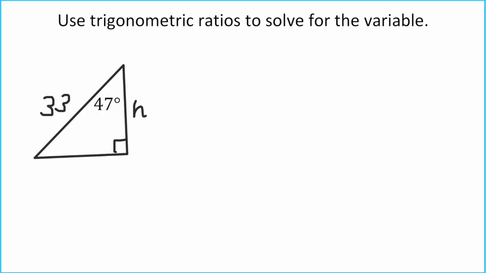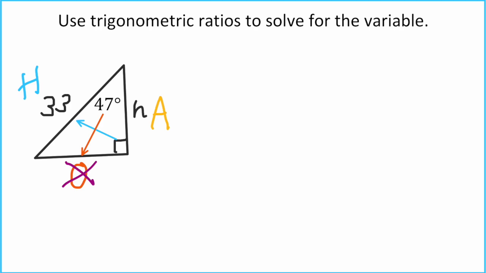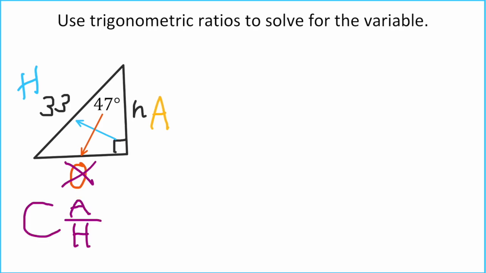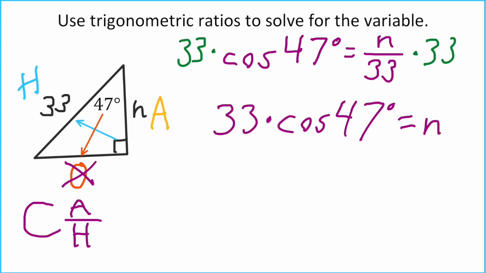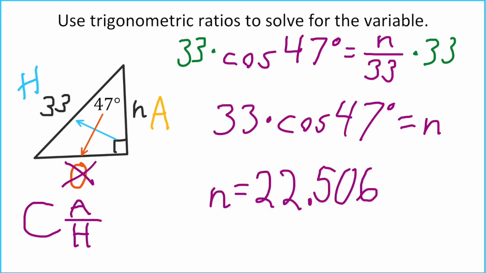Last problem. Mark your hypotenuse, your opposite side, and your adjacent. This time we're not using the opposite side. So A and H means we're using cosine. So cosine of 47 degrees is n over 33. Multiply both sides by 33 and you get your exact answer of 33 times cosine of 47 degrees. And on the calculator you should have gotten 22.506.